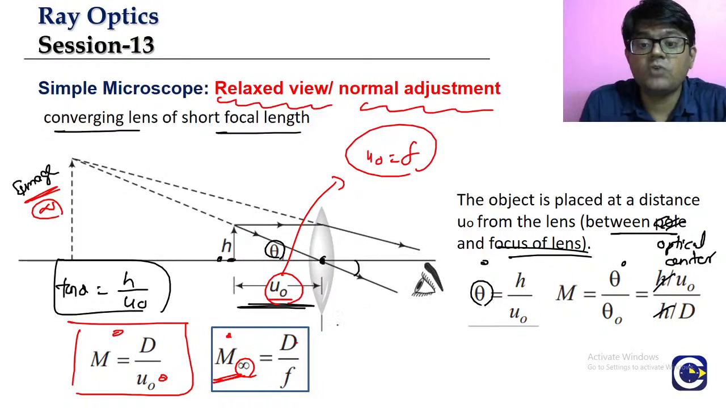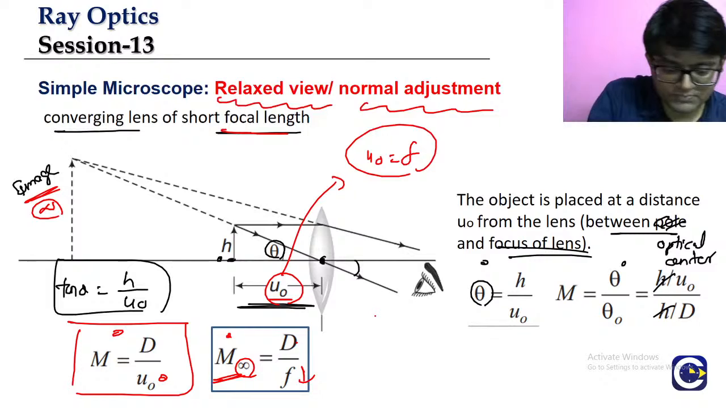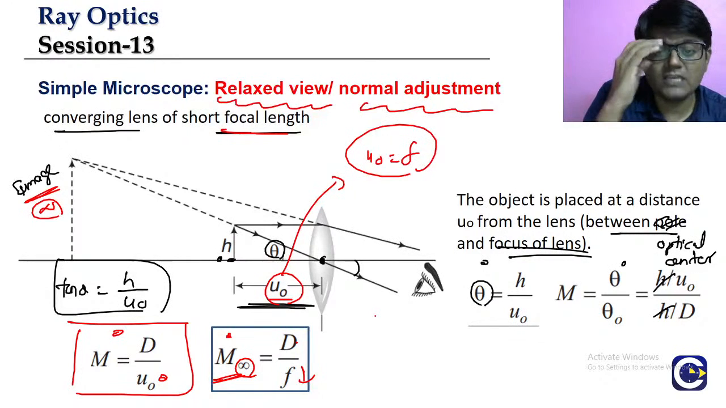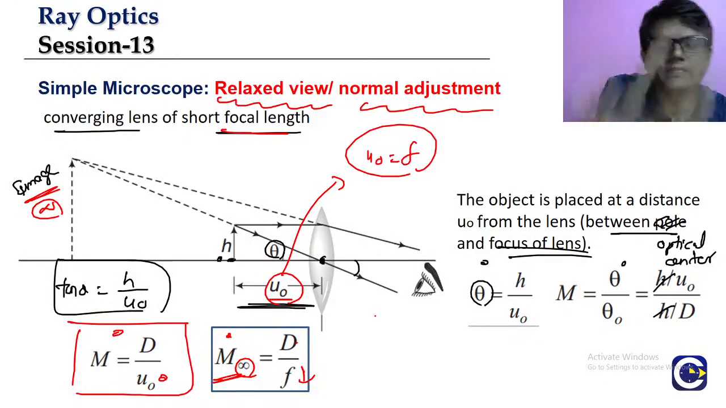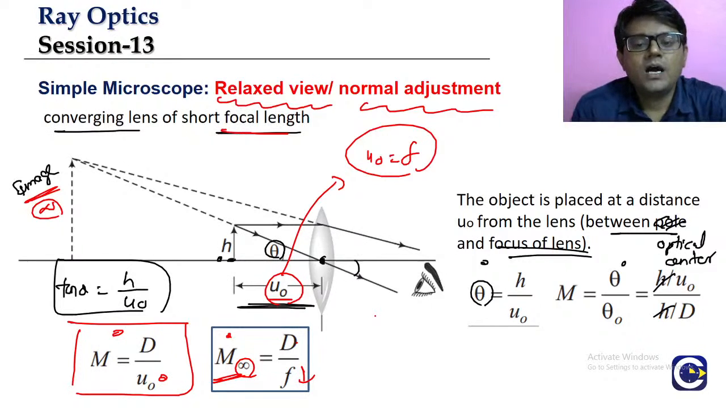In the beginning I said what? We should have a lens having a short focal length. Now you will be able to understand, right? Because when the focal length is less, the magnifying power will be more. That is the reason why we will require a lens which has a small focal length.